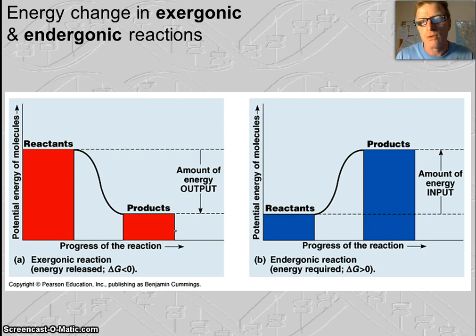That's going to release energy, whereas over here on the right we have low energy reactants producing high energy products, not necessarily waste. An example there would be photosynthesis, where we take carbon dioxide and water and produce high energy glucose and oxygen as a waste product.